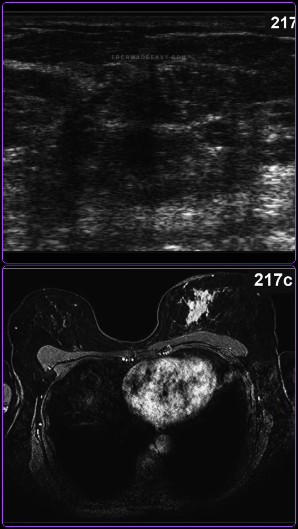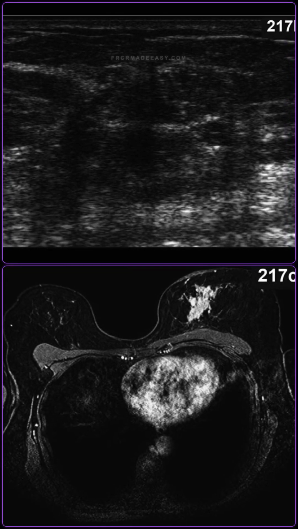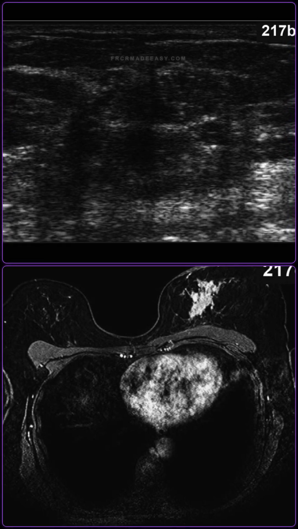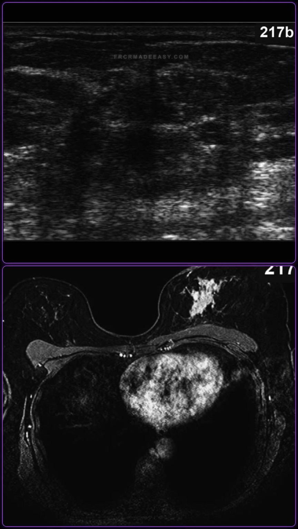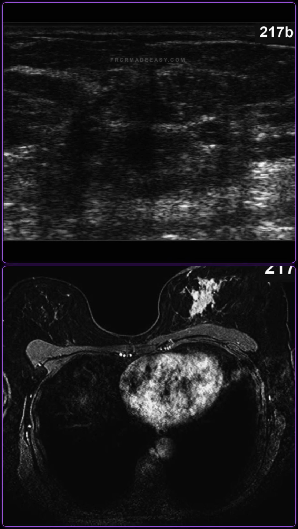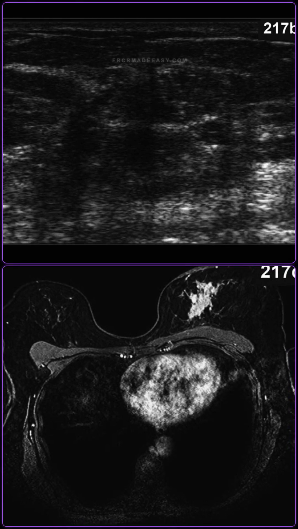The axial T1-weighted post-contrast fat-saturated MR image demonstrates extensive, ill-defined, inhomogeneous hyperenhancement in the same region. These multimodality findings are highly typical of invasive lobular carcinoma. Invasive lobular carcinoma represents approximately 8 to 12% of all invasive breast malignancies.